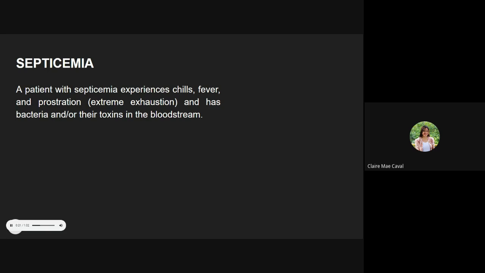So that's the time that septicemia already occurs, especially to patients who are immunocompromised or more susceptible than the normal patients. A septicemia patient experiences chills, fever, and prostration, or extreme exhaustion or tiredness, and has bacteria and or their toxins in the bloodstream. These are caused by the presence of the invading microorganism and the toxins produced by this microorganism. So, the older the patient is, the greater the risk and the rate of mortality as a result of septicemia.